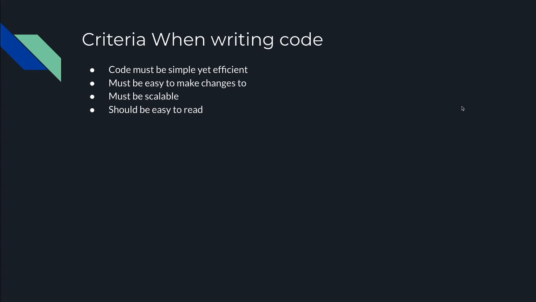The criteria when writing your code: your code must be simple, yet efficient. It must be easy to make changes, it must be scalable, and should be easy to read. Now you might be wondering, what does this have to do with FizzBuzz? FizzBuzz is a very good test to see how easily you can write code that follows this criteria.